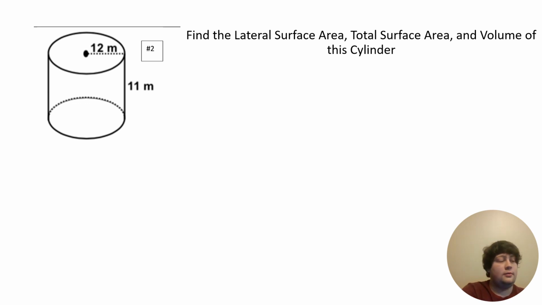We've got a can of soup, canister of oatmeal, and my personal favorite, can of coffee. Now today we are going to find the lateral surface area, total surface area, and the volume of the cylinder that we've been given. All right, let's get started.